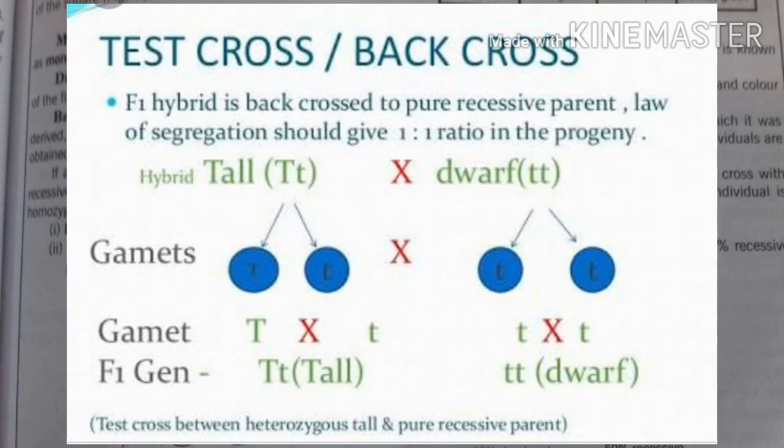It is so called because it is used to test whether an individual is homozygous or heterozygous. In case of homozygous, all individuals are red flowered, all dominant phenotype. In case of heterozygous, 50% individuals are red and 50% white flowered, meaning 50% dominant and 50% recessive phenotype.